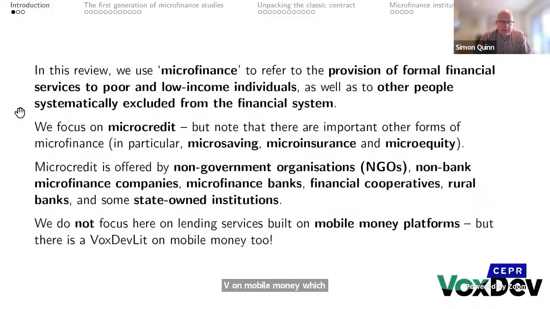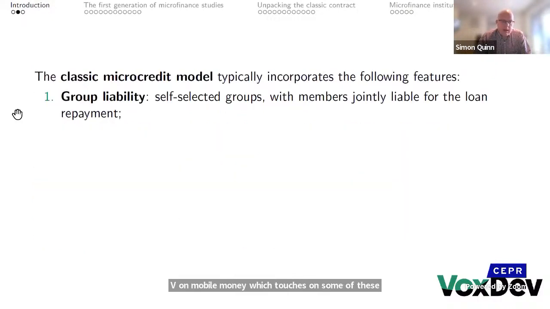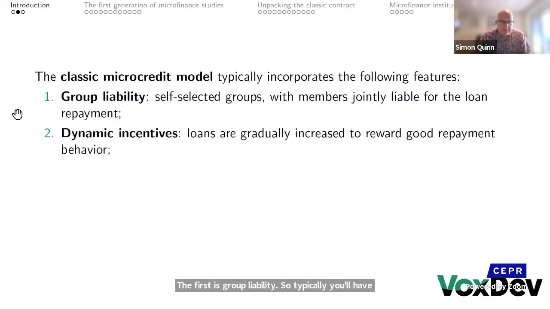To fix ideas, it's worth thinking before we go further about the classic microcredit model. The classic microcredit model, as I suspect we all know, typically incorporates the following features. And let me stress, typically. We'll talk a lot today about variations on these themes. The first is group liability. So typically you would have self-selected groups with members jointly liable for loan repayment.